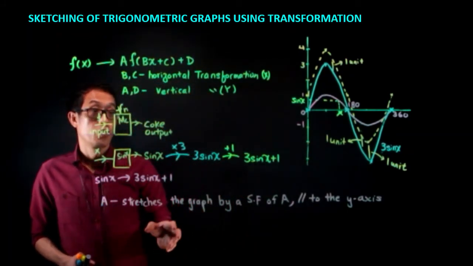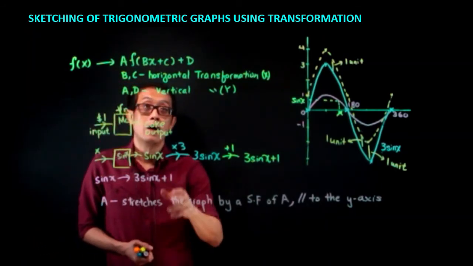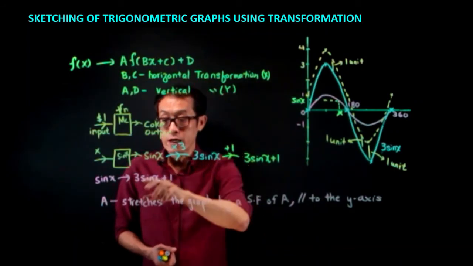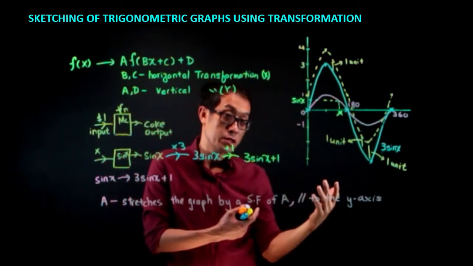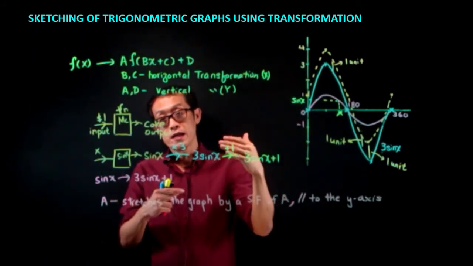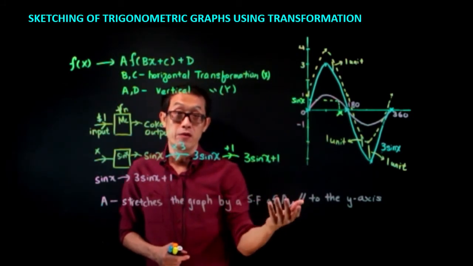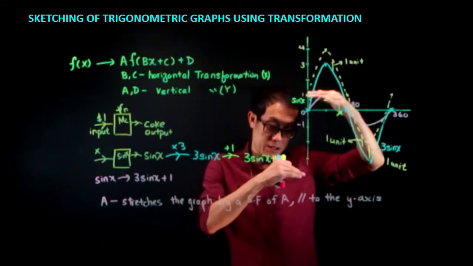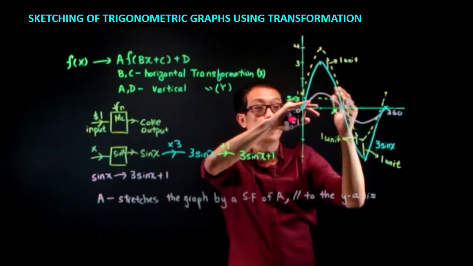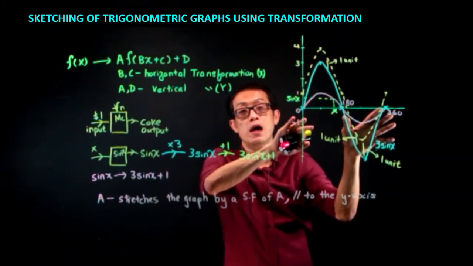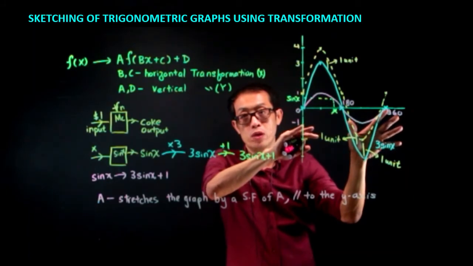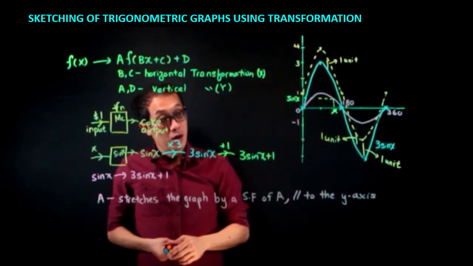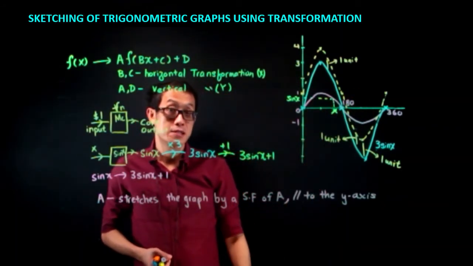Now, before I go to D, what happens if A is between 0 and 1? You'll find that it compresses the graph by a scale factor of A. Let's say it's half, then it compresses by a scale factor of 2. That means everything will be pressed down towards the y-axis. Any points on the x-axis will not change their value. So you press down this way. All points on the x-axis remain unchanged.